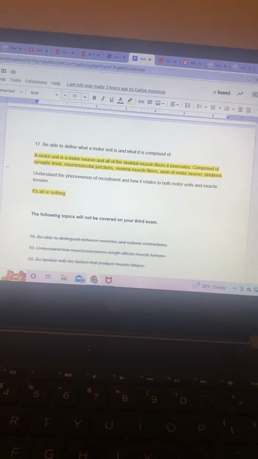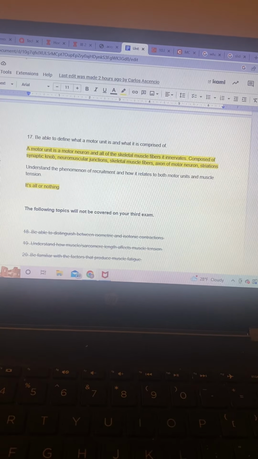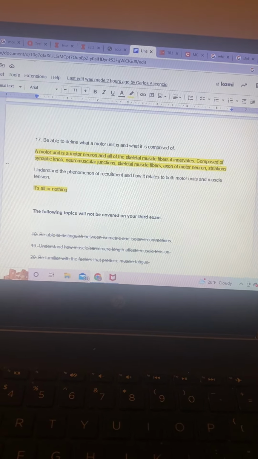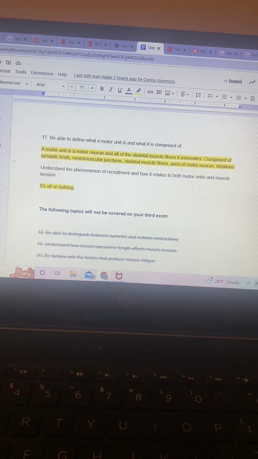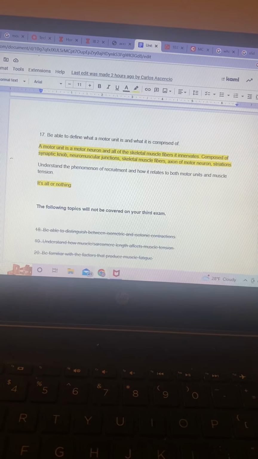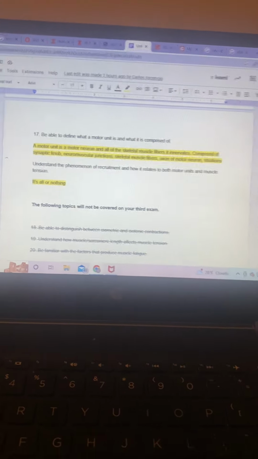Okay, what is a motor unit? A motor unit is a motor neuron and all the skeletal muscle fibers it innervates, composed of synaptic knob, neuromuscular junction, skeletal muscle fibers, axon of motor neuron, and striations. Okay, what is the phenomenon of recruitment? It's basically all or nothing.